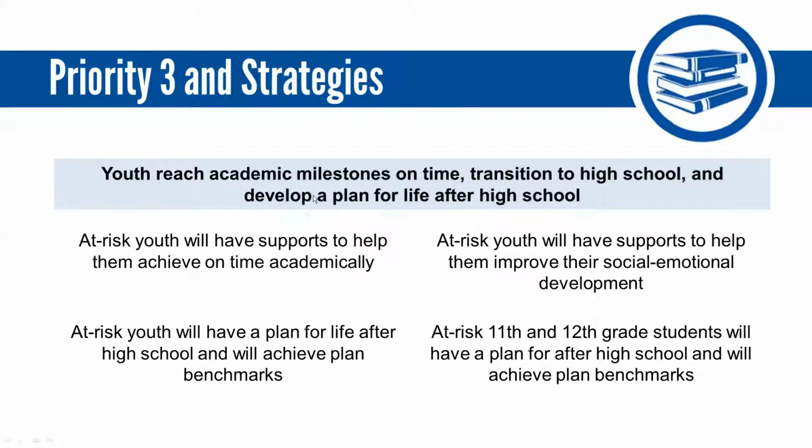So the first strategy under priority 3, at-risk youth will have supports to help them achieve on time academically. Again, we name math and English, and we have 2 benchmark years within that. So make sure though that you're looking at on-time achievement within those 2 areas, or at least one of those areas, in order to be able to satisfactorily address this strategy.